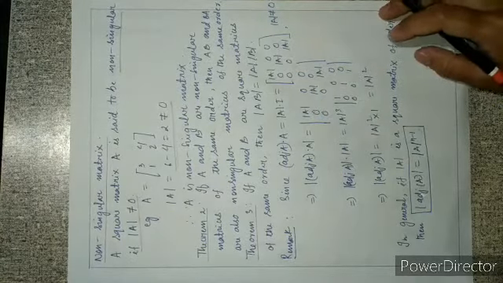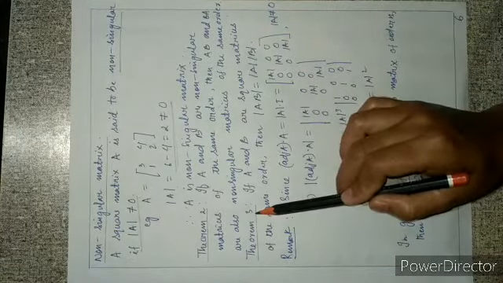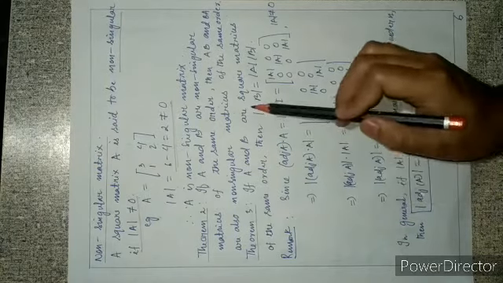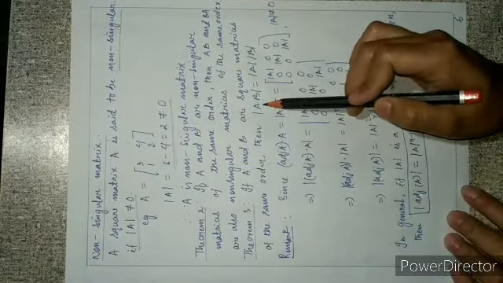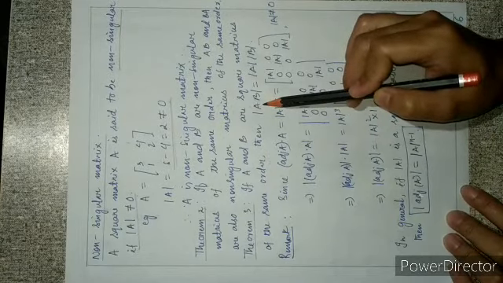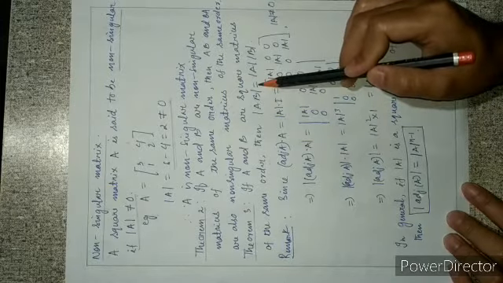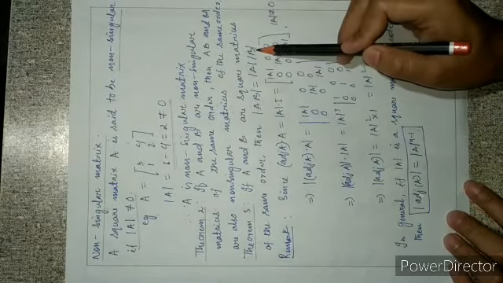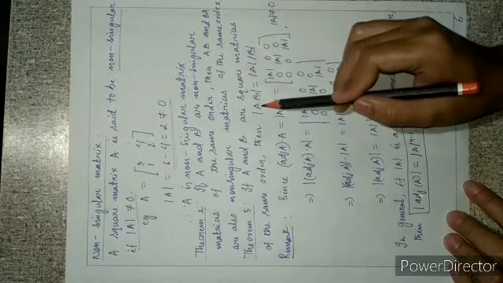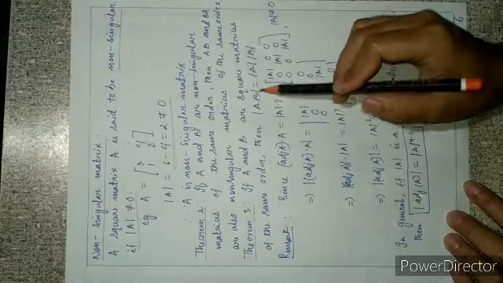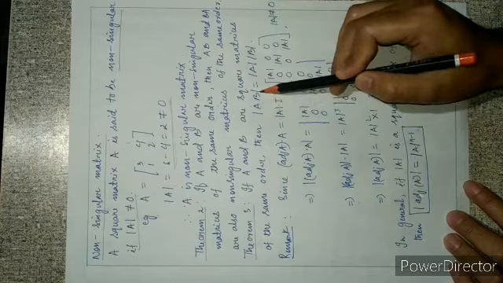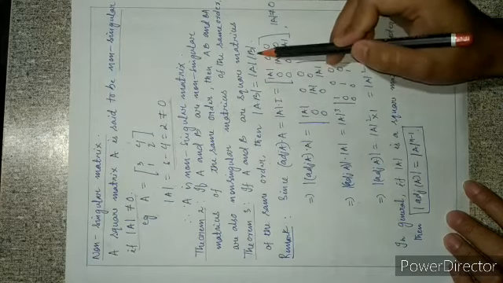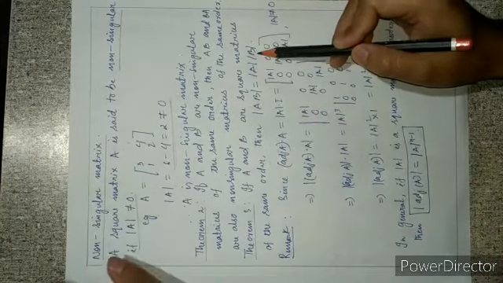Next is the statement of theorem number 3. If A and B are square matrices of the same order, then the determinant of the product of the two matrices A and B is equal to the product of their corresponding determinants. The determinant of AB is the determinant of A into the determinant of B.